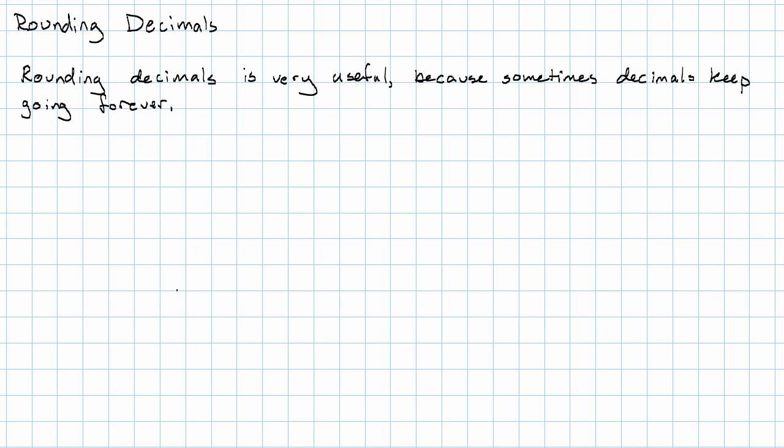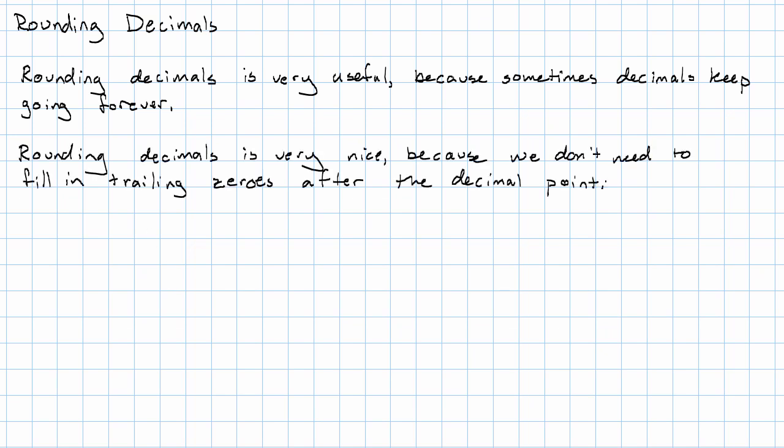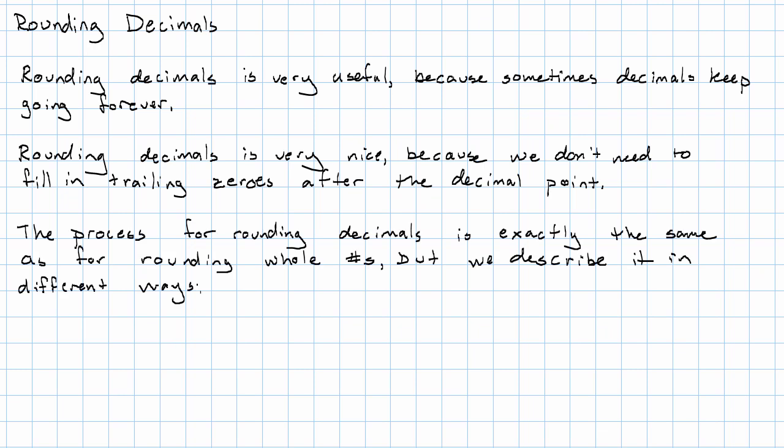Rounding decimals is also really, really nice because we don't need to fill in zeros after the decimal point. The process for rounding decimals is exactly the same as the process for rounding whole numbers, but we describe it in different ways. We might describe rounding a decimal using the same sort of language we use for whole numbers, by saying what place value.